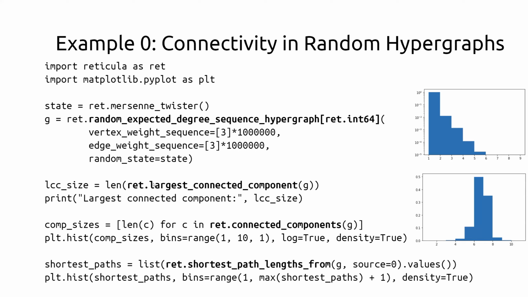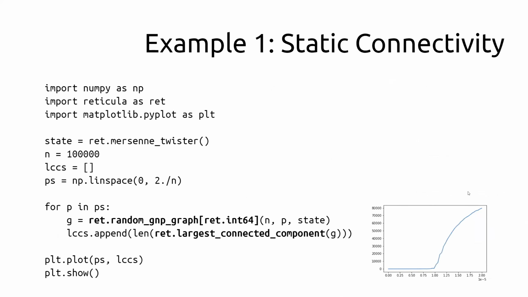You can use the largest connected component function, give it the network, and it gives you the largest connected component. You can calculate its size using len. Here we're getting all the connected components and plotting a histogram. Here we're getting all the shortest path lengths as a dictionary and plotting their histogram. This is the source node. So very, very easy to understand up to here.